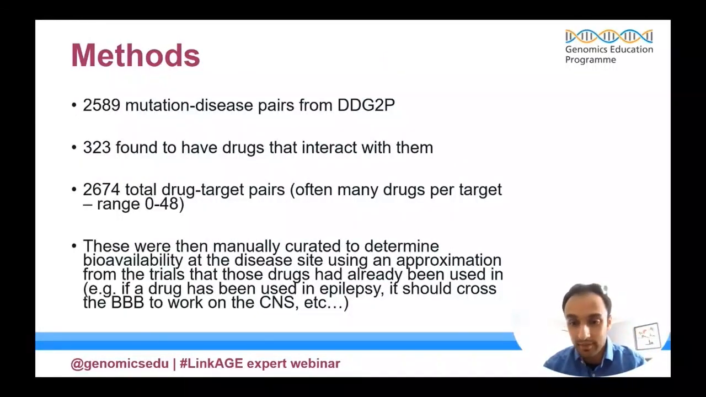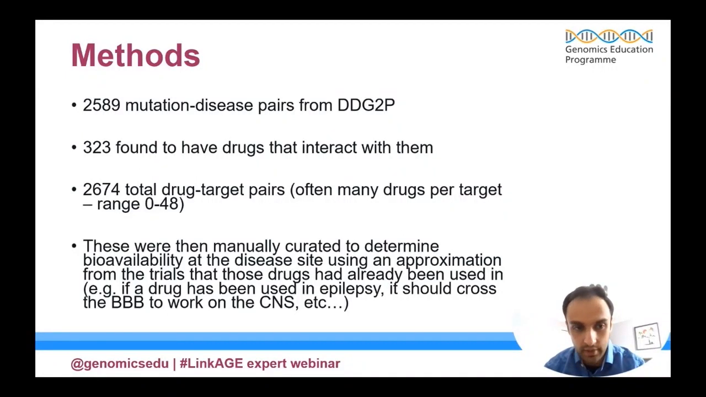Now, this is my method. I'm sorry it's quite wordy, but the main take-home messages from this slide are that we had just over 2,500 mutation disease pairs from the DDG2P database. And putting them through OpenTargets found that 323 had drugs that interacted with them, for a total of just over 2,500 drug mutation pairs.